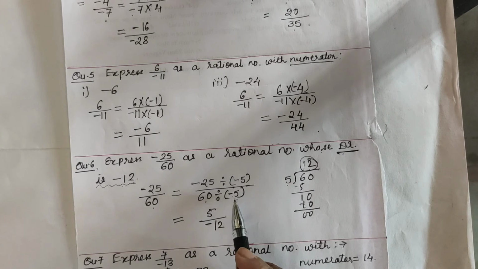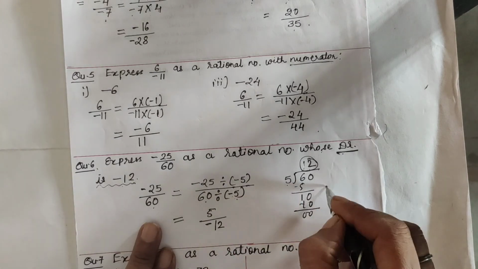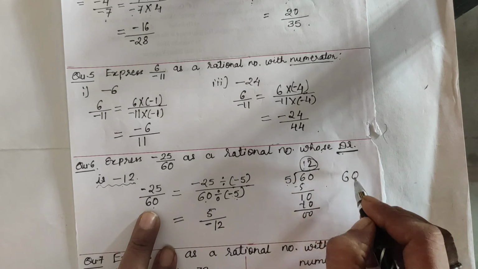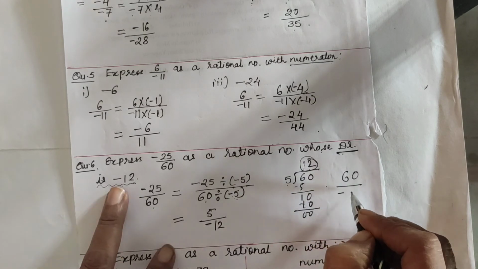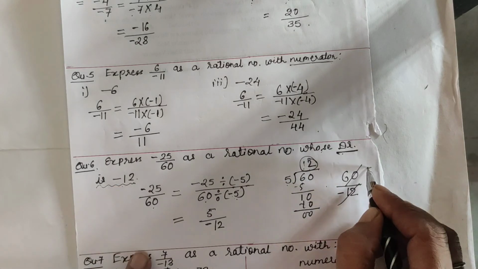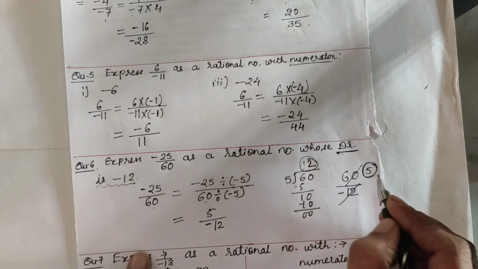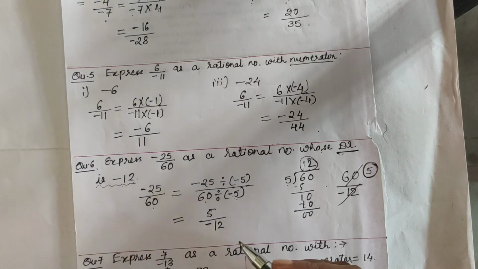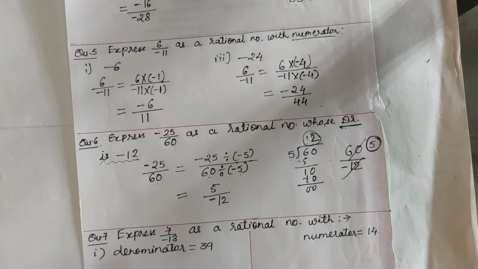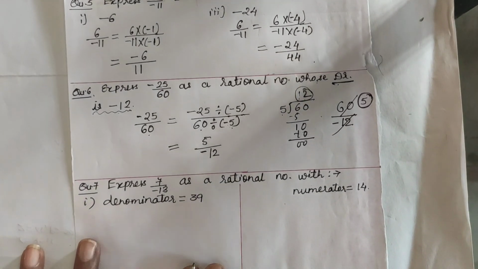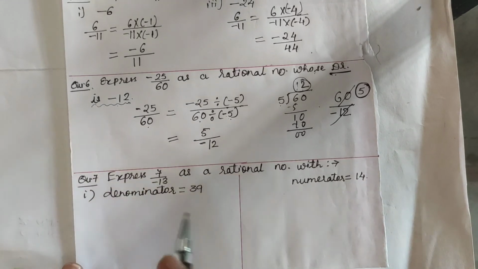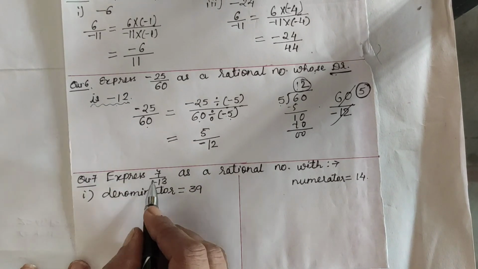And a very simple way to find that number, see, you can do like this. This 60, your denominator, you divide by the denominator which you want. Now see, 12 5s are 60. So it means you have to divide by minus 5. Okay. Now let's see this example. Last one. What is that? Express 7 by minus 13 as a rational number with denominator 39.